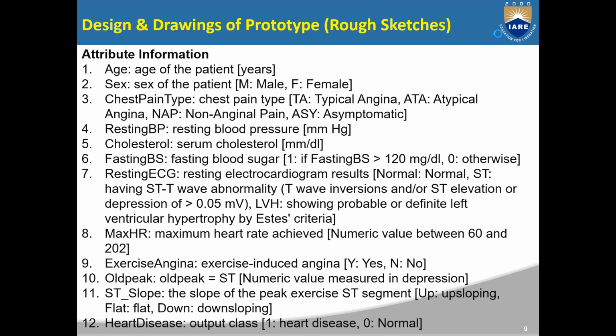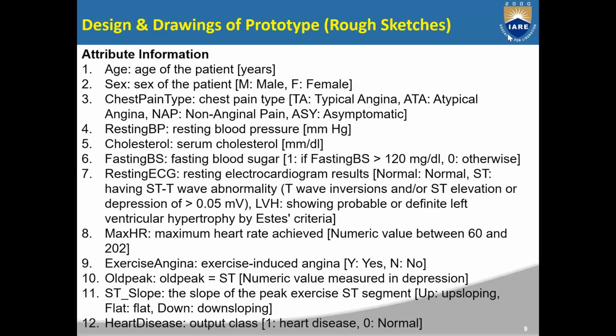Coming to the rough sketch and design, the attributes or information that we are going to collect from the patient are the age of the patient, whether the person is male or female, and chest pain type, that is typical angina. Typical angina is chest pain, nothing but emotional stress.